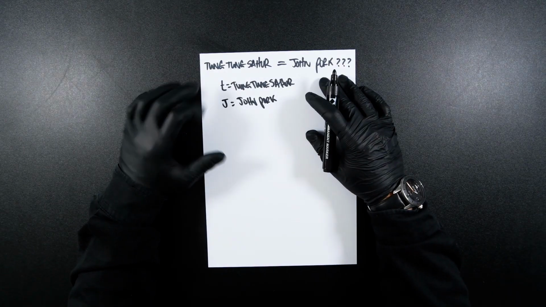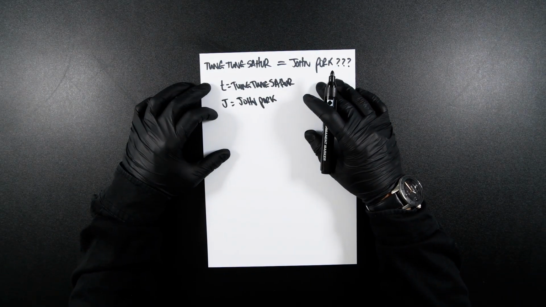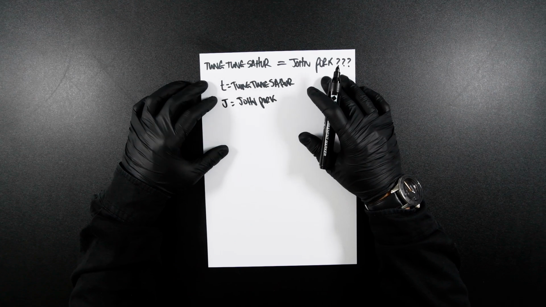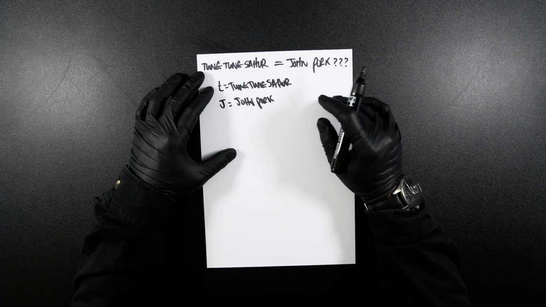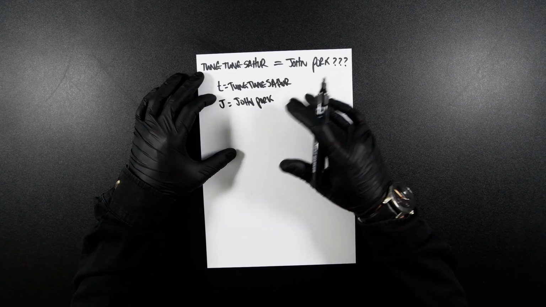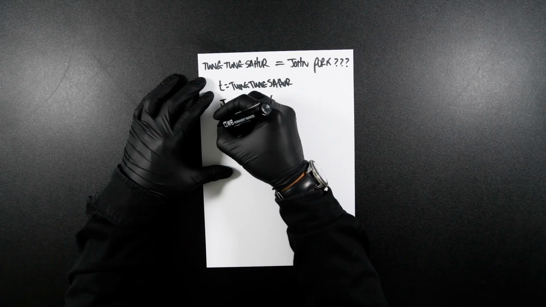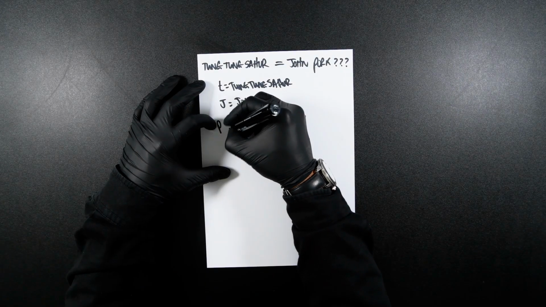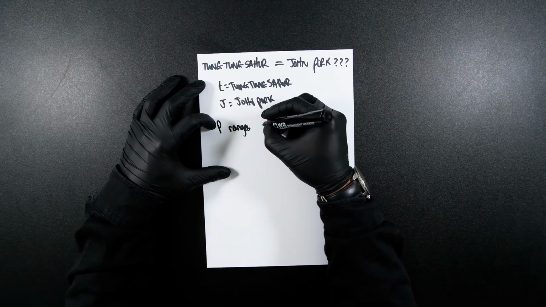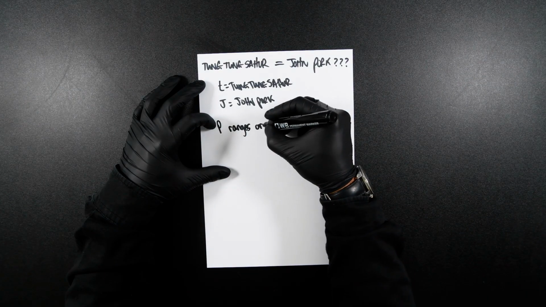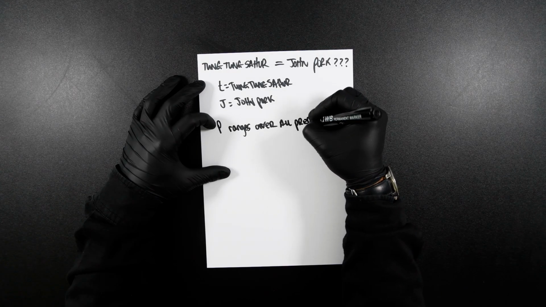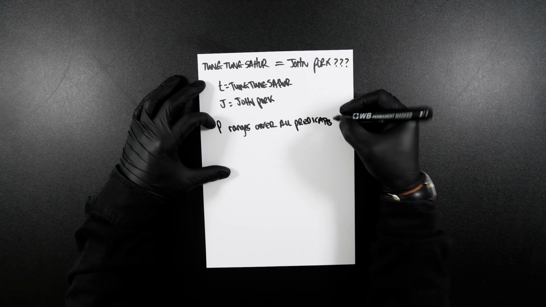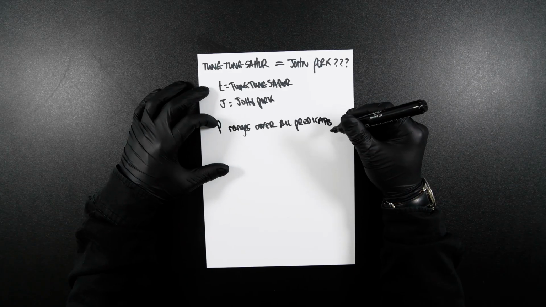So I'm going to use Leibniz's principle, the substitutivity of identicals, which is a common second order pattern. If every predicate has the same truth value when applied to T and J, then T and J are identical. So let's first use that P ranges over all predicates. So this is a second order style premise.